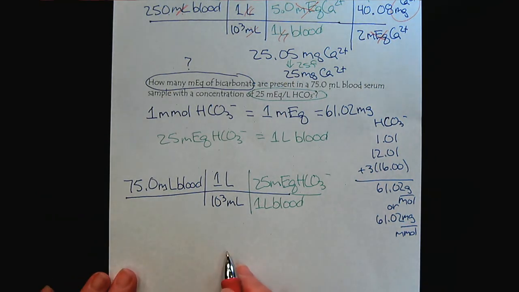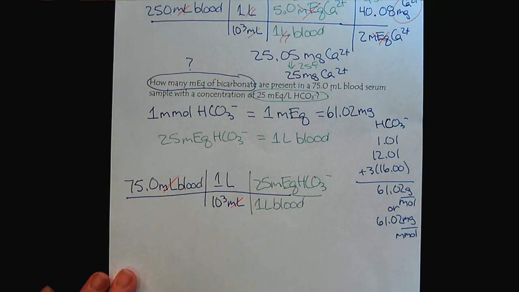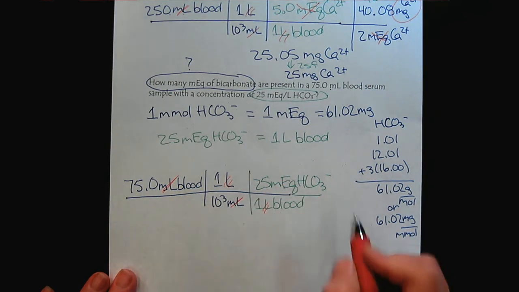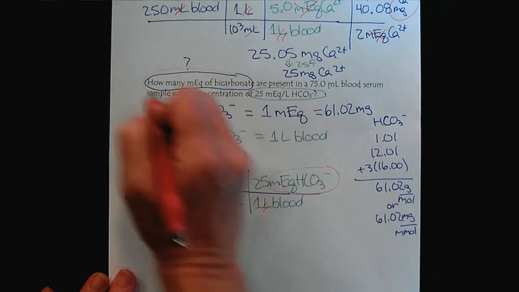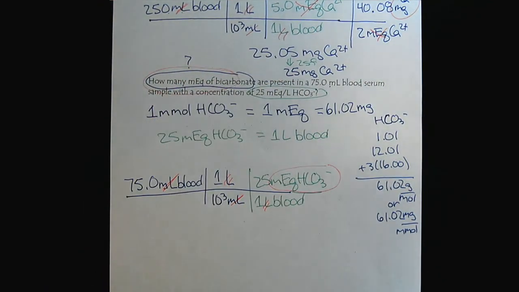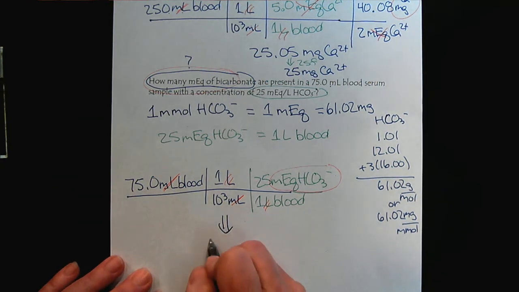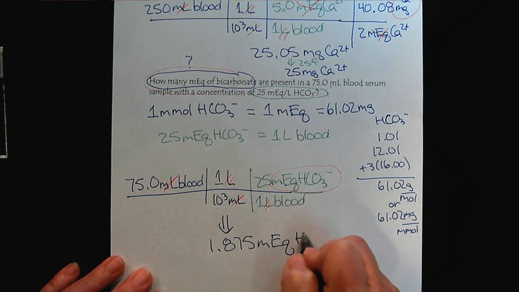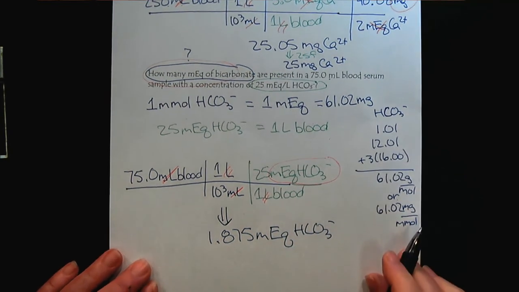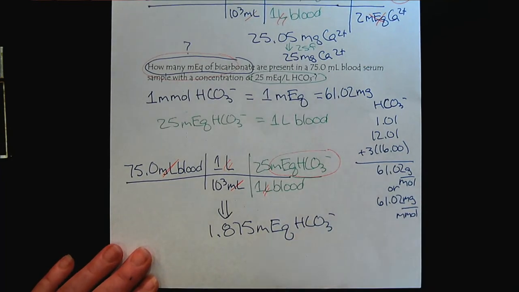Let's double check our units. Milliliters of blood cancel, liters of blood cancel, and we're left with milliequivalents of bicarbonate, which is what the question asked for. So we're ready to perform the calculation. And we find out that we would have 1.875 milliequivalents of bicarbonate in that 75 milliliters of blood.